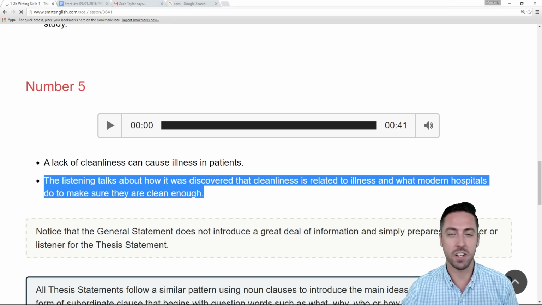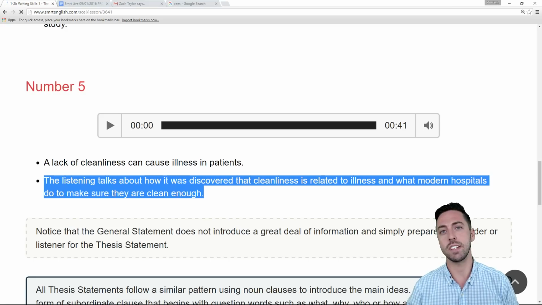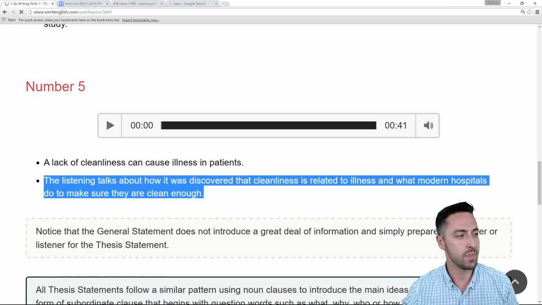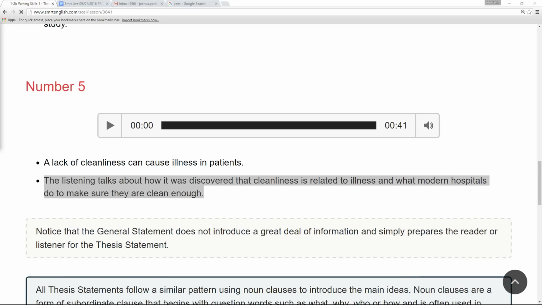So let's listen to this so we have another example to talk about, and then we will go over some general statements, ideas, and we will write some thesis statements as well. So let's listen to this one here.